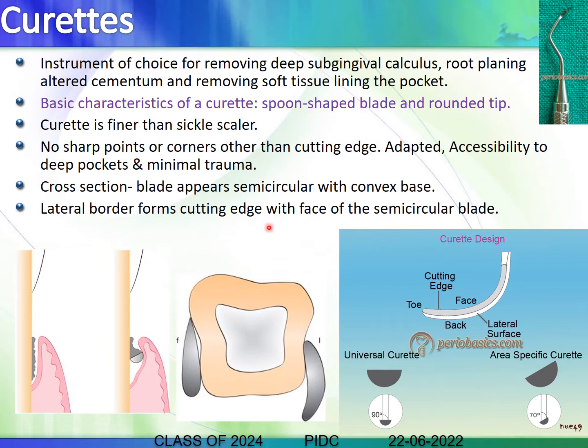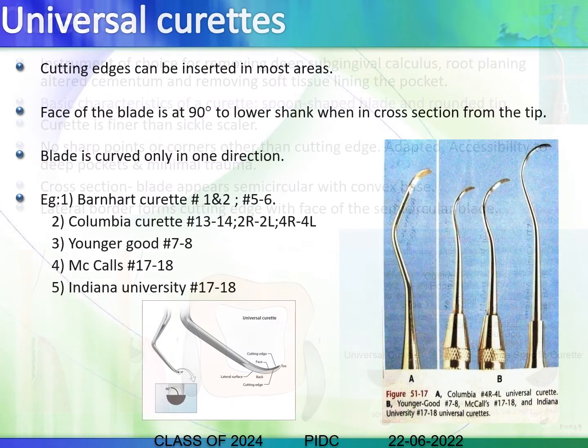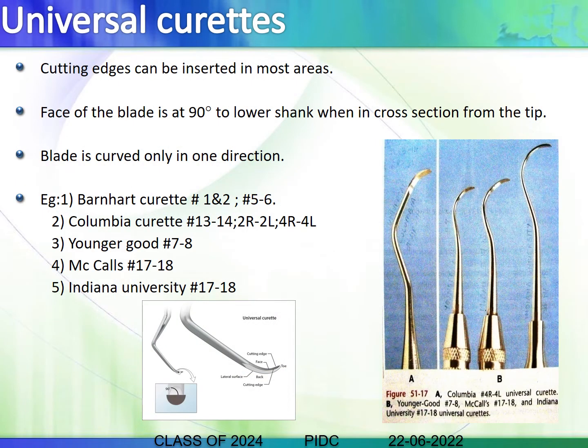The blade appears a little semicircular with a convex base, and the lateral border forms a cutting edge with the face of the semicircular blade. Universal curettes have two cutting edges on either side of the instrument. The face of the blade is angled at 90 degrees in cross section with the tip, and the blade is curved only in one direction. So these are the examples of universal curettes.